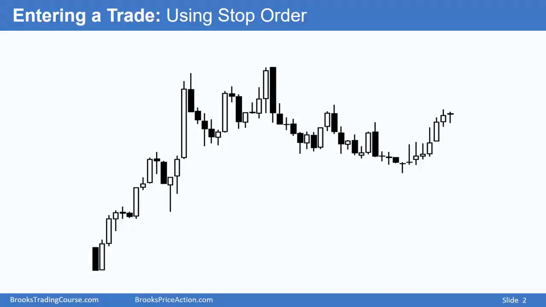Most traders should enter every trade using a stop order, because for a stop order to get filled, the market has to be going in your direction, and that slightly increases the chances that you'll make money.